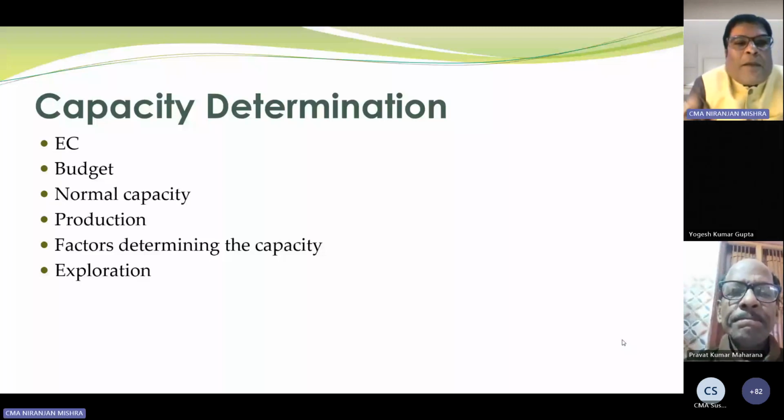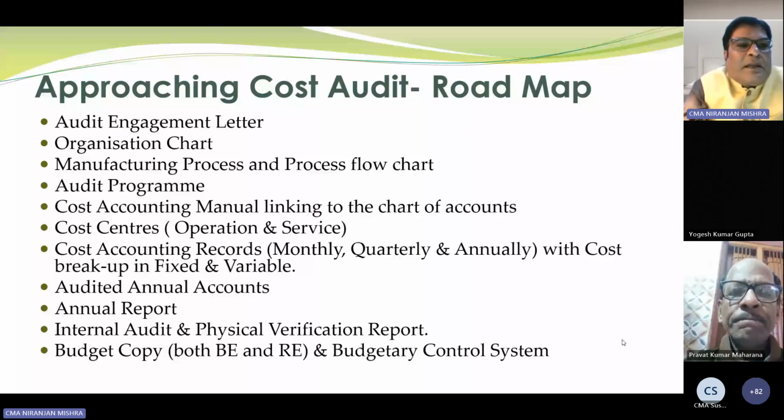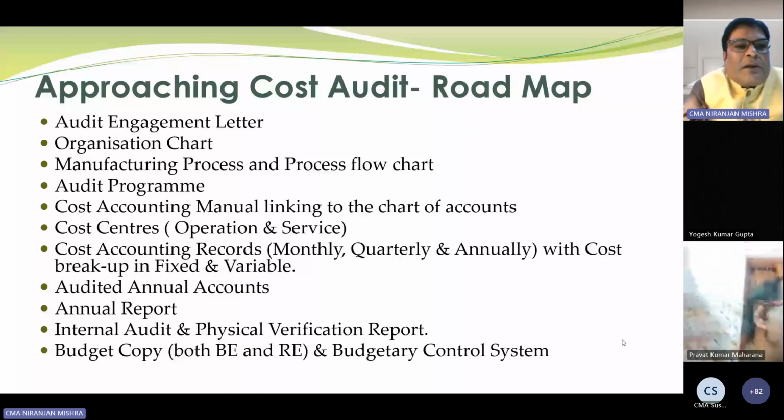Here is the roadmap of how the audit will be started: the audit engagement letter, the organization chart. Then we have to go for the manufacturing process and process flow chart. Unless we know about the organization and the manufacturing or mining process, we cannot go for the audit program, because first we have to know the mining activity, what the cost centers are, and what the processes are, from pre-production till production activity.